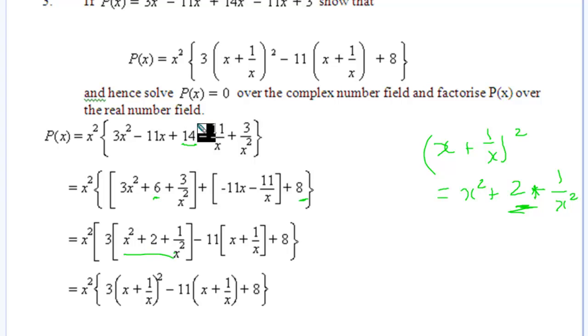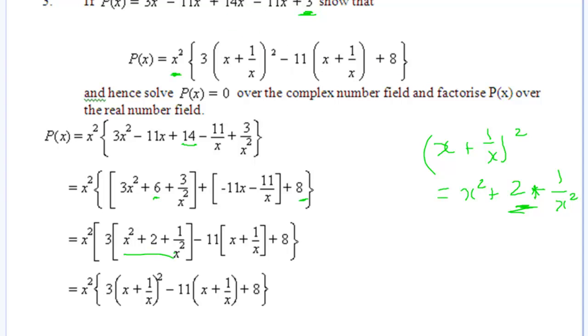we want to solve this polynomial over the complex number and factorise p(x) over the real number field. So given that situation, with the x squared there, we know that x can't be equal to 0, because x equal to 0 is not a solution of that, because we've got 3. If we put 0 in, it's going to give us a remainder of 3. So 0 is not a solution. So all the solutions must come from this part here.